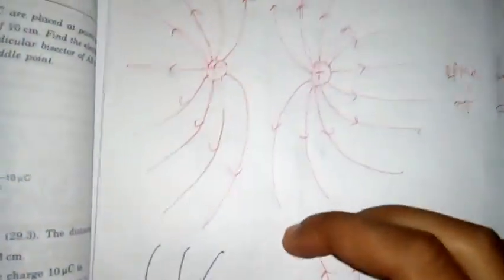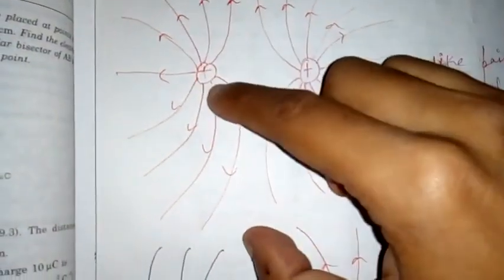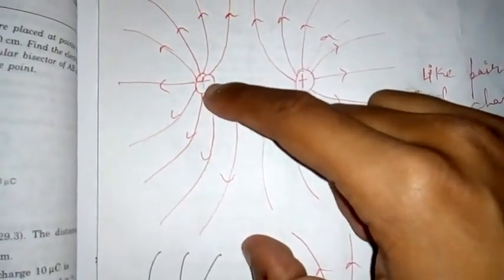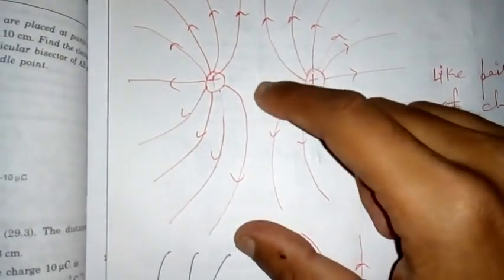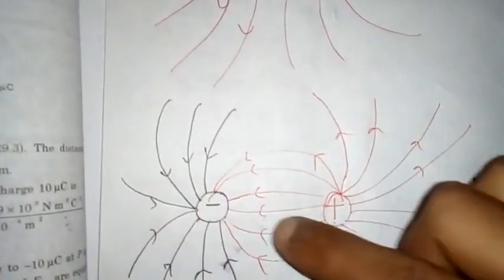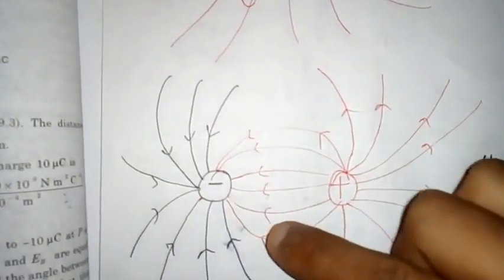In this case as well, if I had brought it towards this, the electric field lines would have been much stronger, but in the opposite direction, which means the force of repulsion was very great in this case. Here, if I move it very close, the force of attraction will be very great.